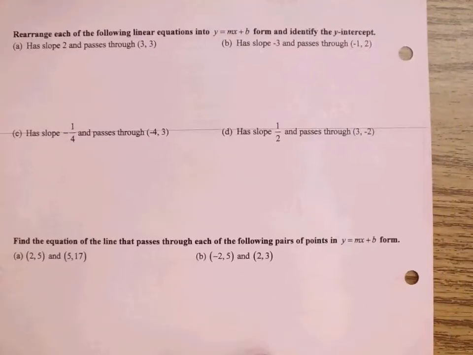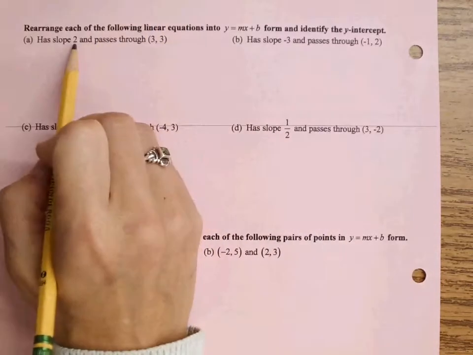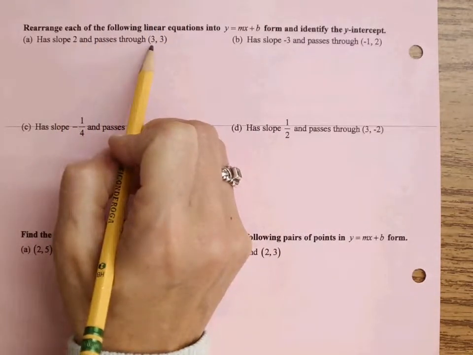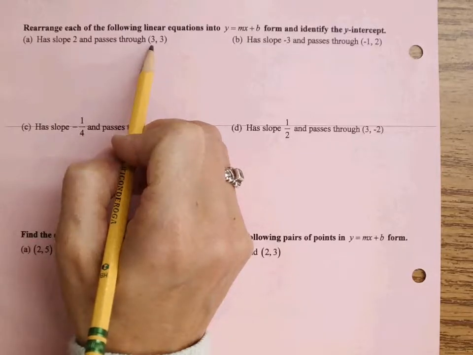So this is going to be more rearranging each of the following into y equals mx plus b form, and this time just identifying the y-intercept. What I want you to notice on part A is it does tell you the slope is 2, and it passes through (3, 3). This is not the y-intercept. This is just an ordered pair.